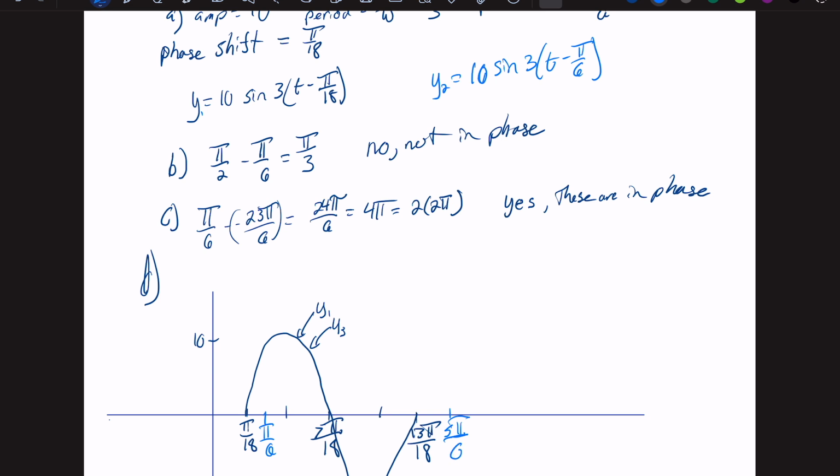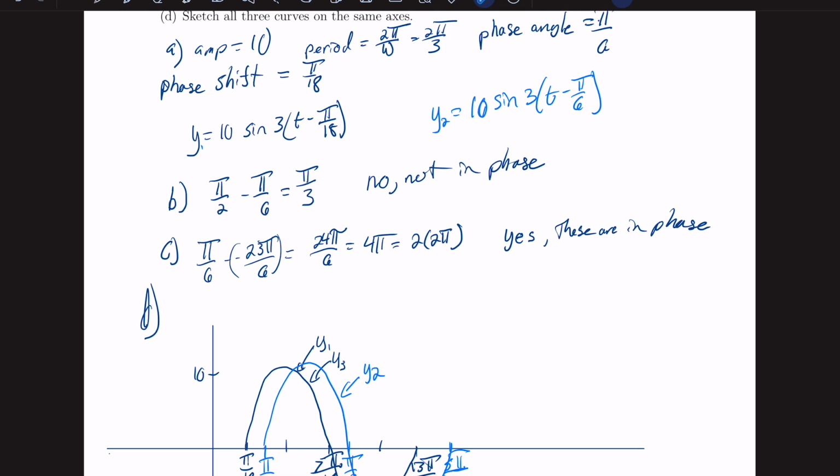So I'm going to put this right here, add the pi over 6 to it, and I get 5 pi over 6. And then here I will get pi over 2, and then it comes up, comes down, goes through, and goes like this. And so this here is y2.